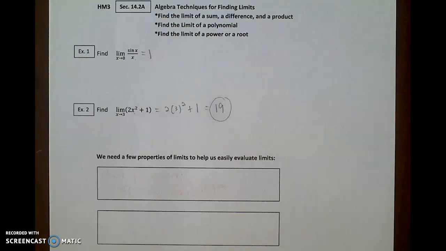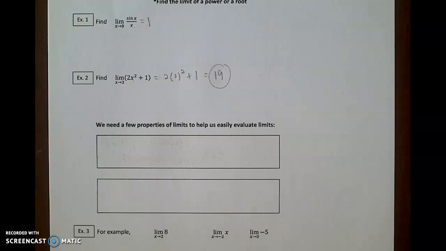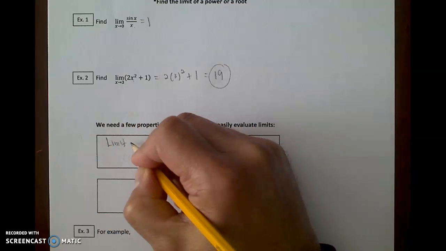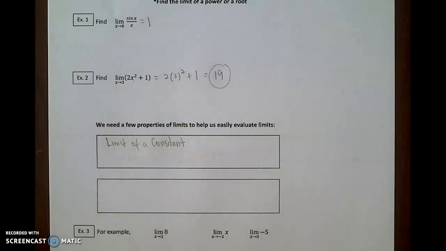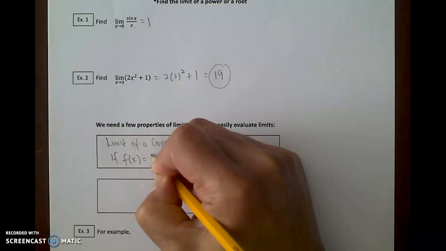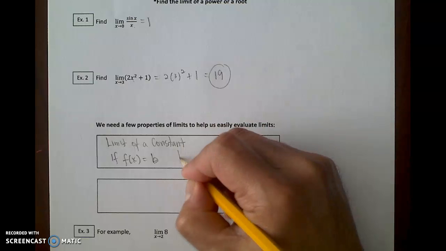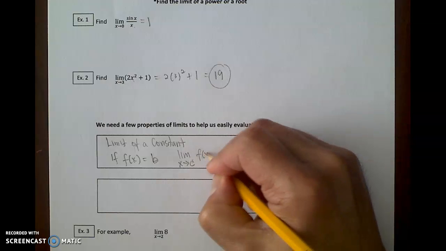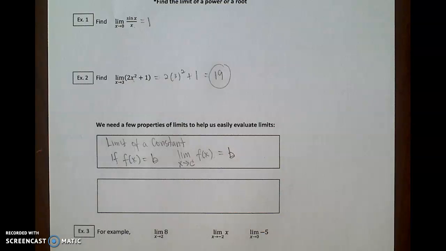Alright, so now we're going to move on and talk about a few other properties of limits that can help us easily evaluate these limits. So now we're going to first look at limits of functions that are a constant. So for example, if a function is defined as some value b, then the limit as x approaches some value c for that function is just going to be that constant value of b.